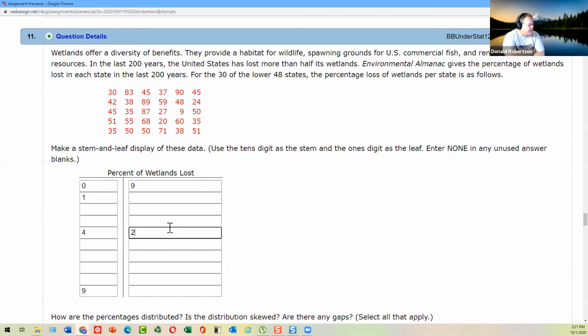Now it says use the 10 digits of the stem and the 1 digit as a leaf. Enter none if there's missing one. Can I just pretend that there are no 60s? And you'll type in none. If I was doing the teens here, I don't think I can see any teens. Do you see any teens? So that's another none. What is wrong with the 20s? That I'm deliberately about to do something wrong with the 20s.